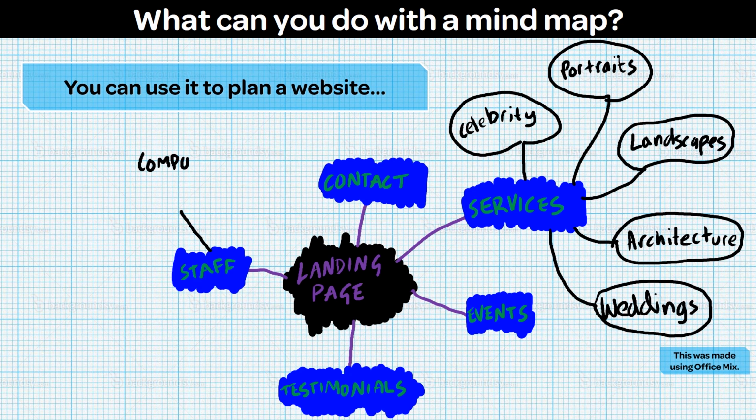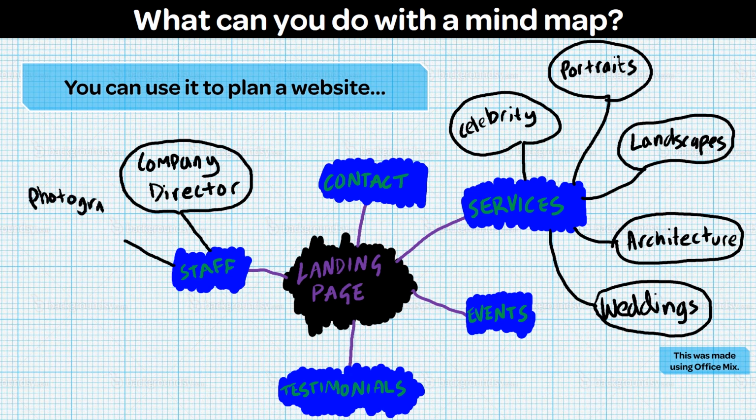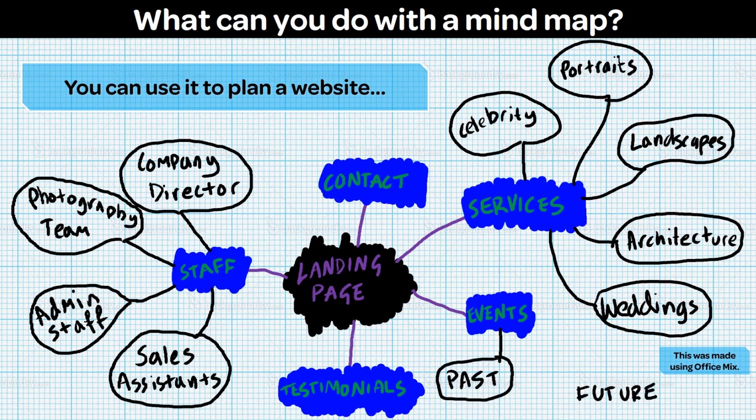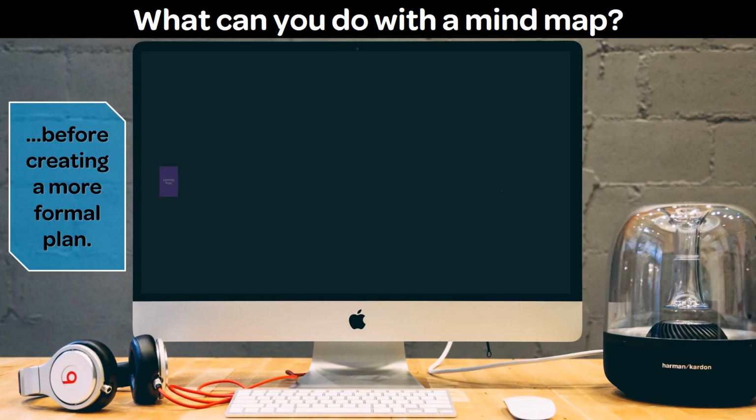Sub-pages on my staff page would include a page for myself, the company director, a page showing off my photography team, a page for all my administrators, and a page for all the sales assistants. Once I have created my rough mind map, I can then go and hit the computer and create a more formal plan.